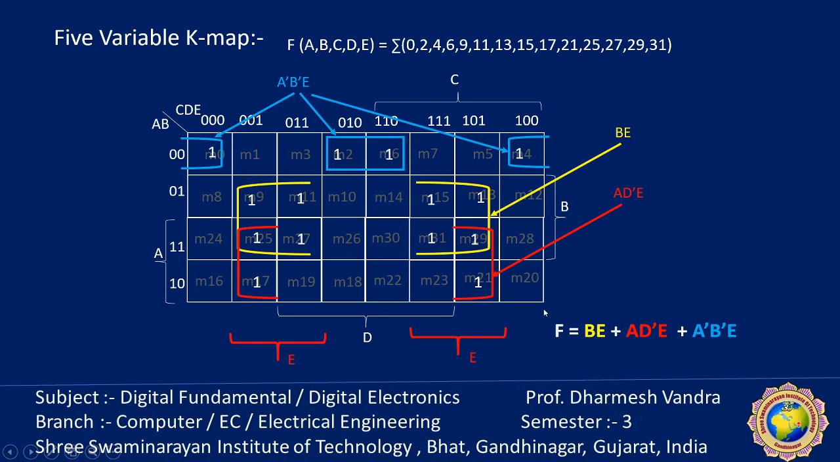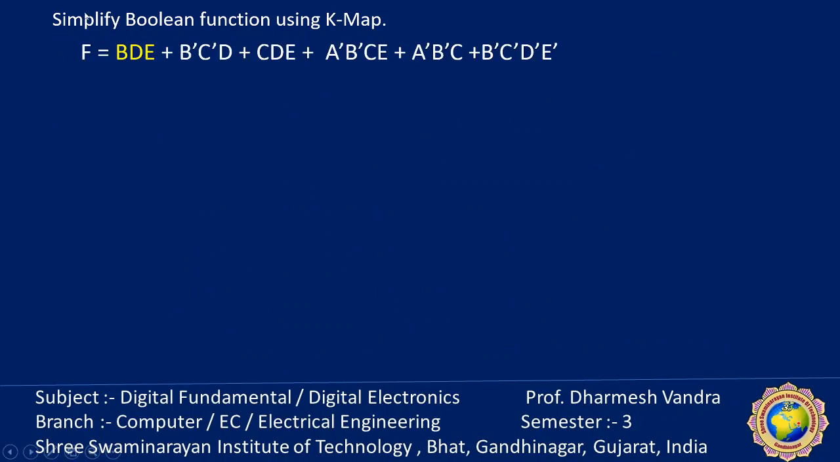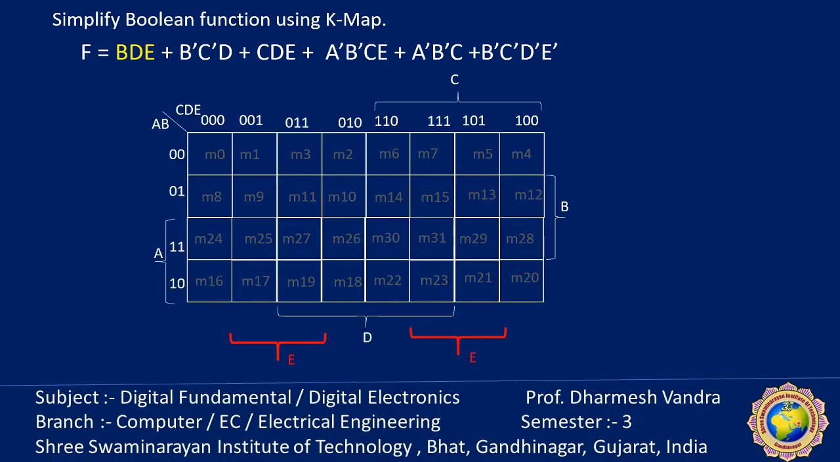Okay, in this way we can find the simplification of this function. Now, suppose the function is given. In the previous case, minterms were considered, but suppose the function is given, how can we simplify it? First we have to draw the K-map.